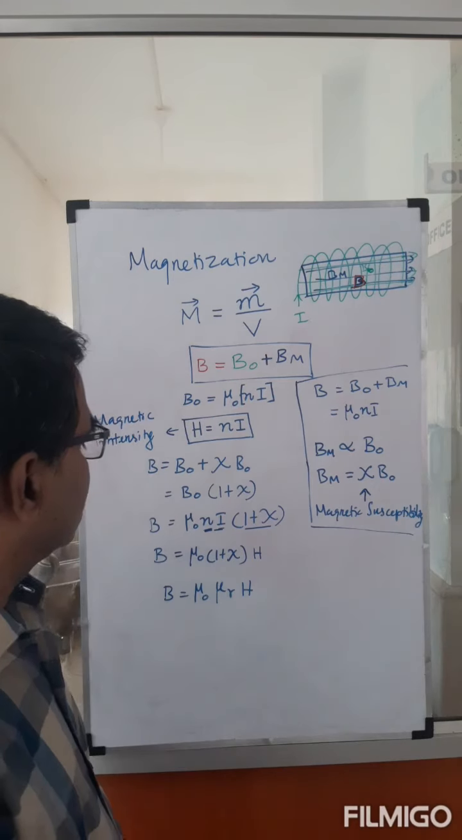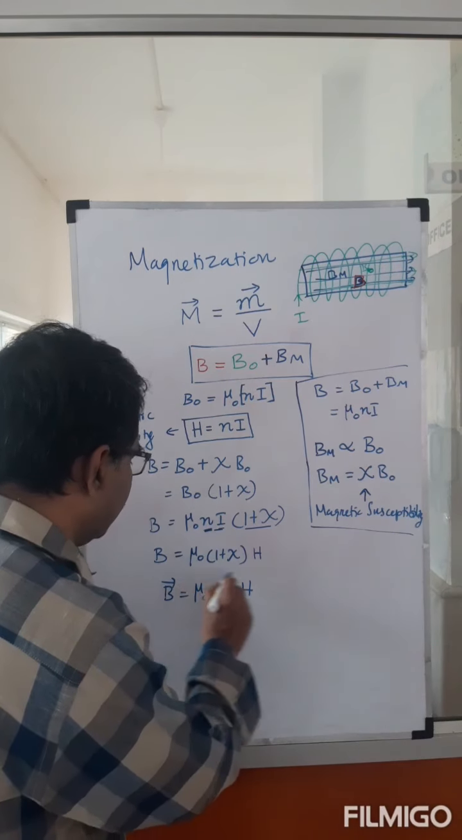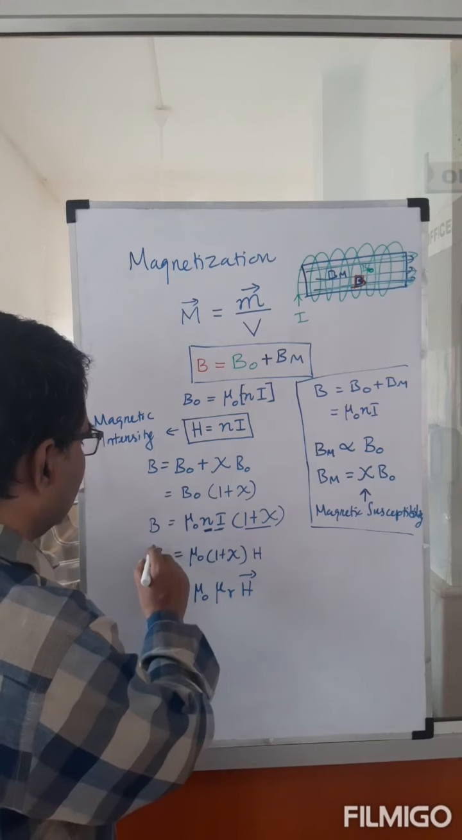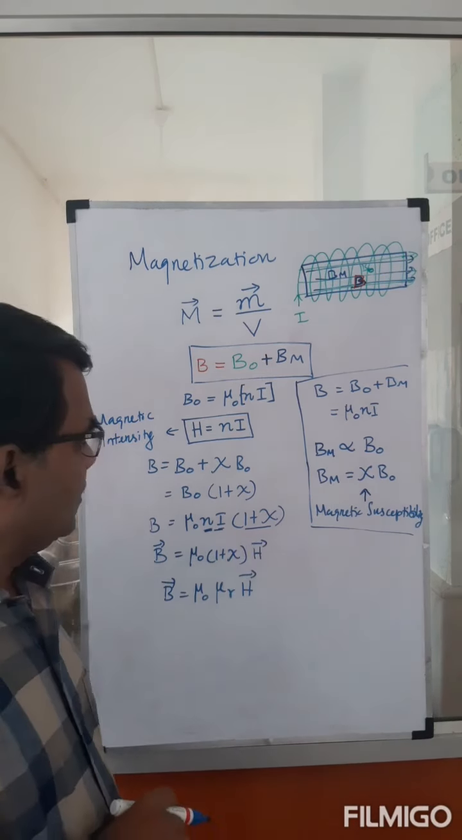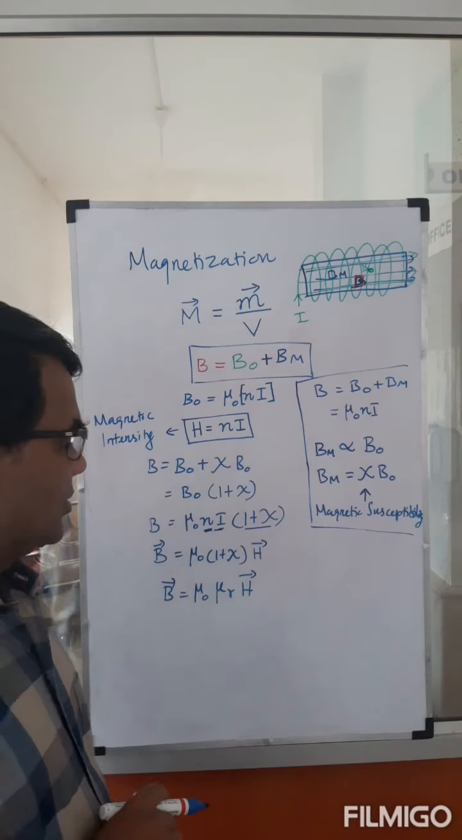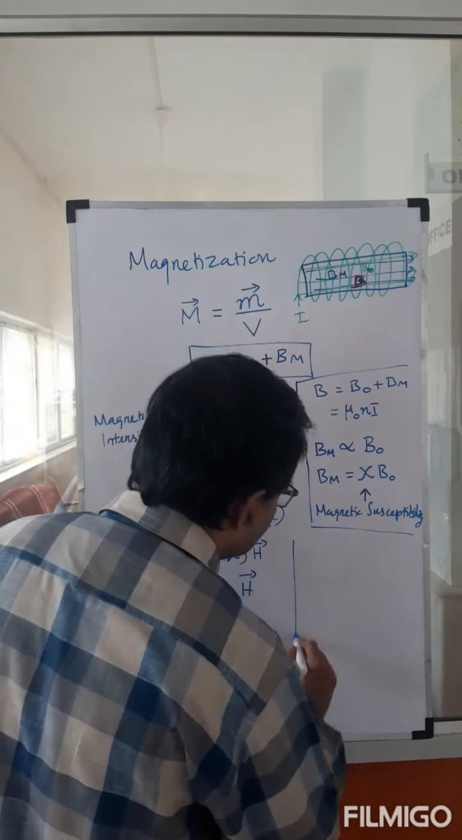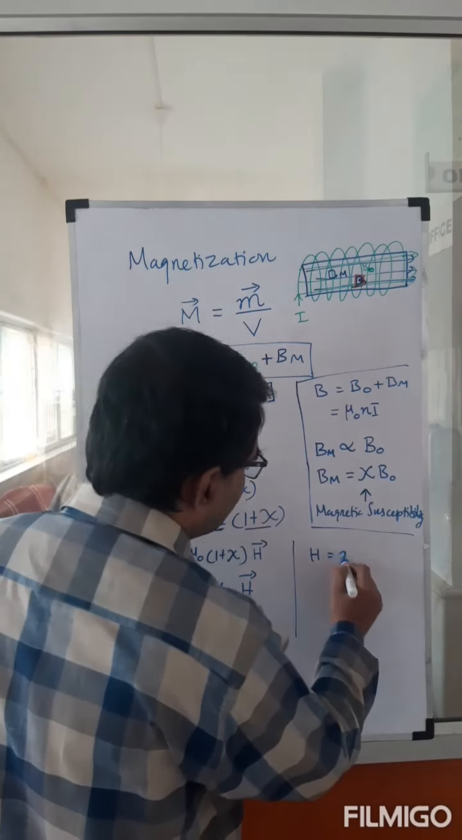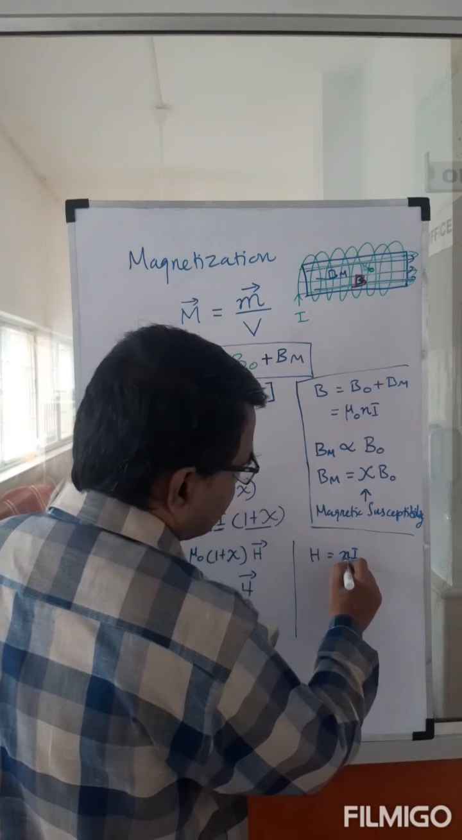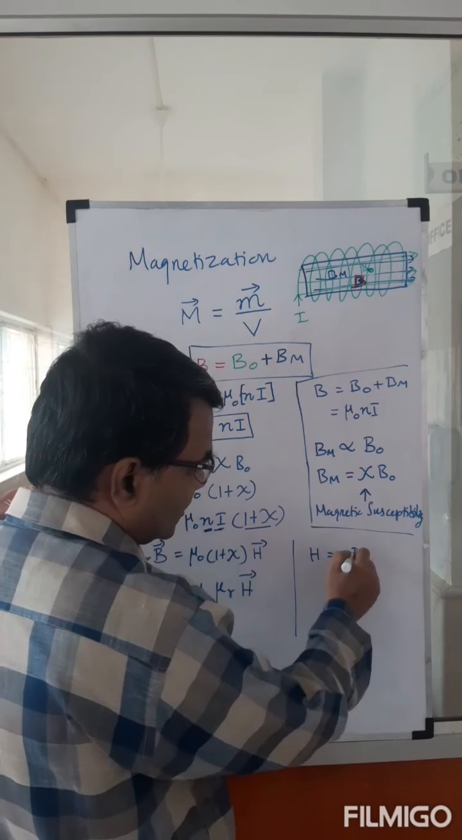Okay? So the direction of H would be the direction of... so easy to do. And what about the dimensions of H? If you take H, this is n into I, the number of turns per unit length, and then I.